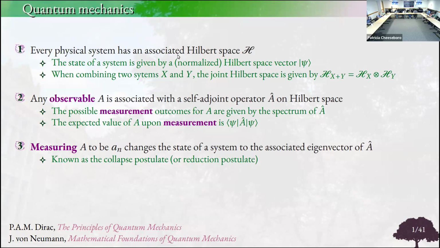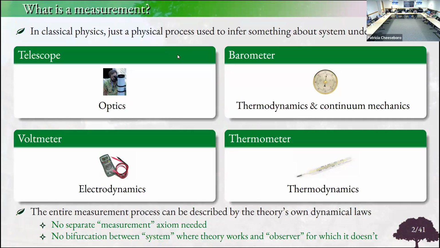The peculiarity here that will be the running theme throughout this talk and is kind of the running theme in the field of interpretations is that these axioms very heavily emphasize measurement. Your self-adjoint operator corresponds to an observable. The eigenvalues are possible measurement outcomes. You talk about expectation values upon measurement, and the collapse rule applies when you measure the system. The reason that this is peculiar is because when you have a classical theory, measurement is not a distinct process. You don't have a separate measurement axiom. A measurement is just another physical process you use to infer something about the system with the help of the dynamical laws of the theory.